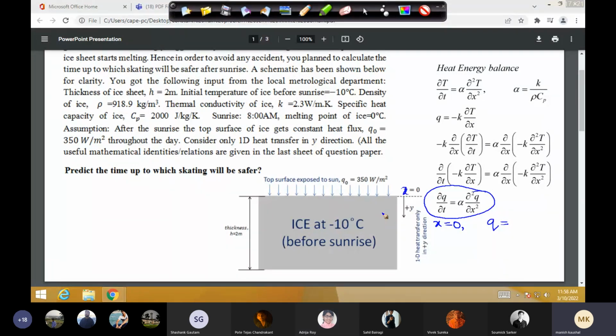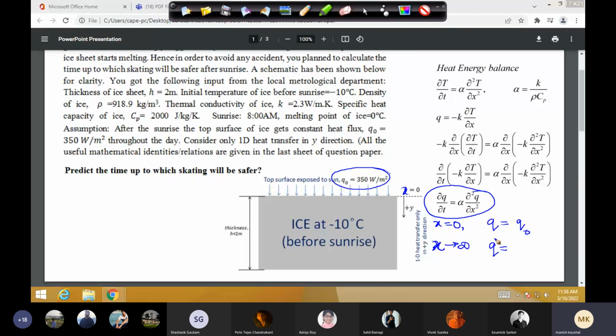350. Q naught, it is given. 350 watt per meter square. Some value, just take Q naught, that value we'll put later on. And since we are saying it's an error function solution, for early times I will assume that the other boundary is at infinity. And what is Q there?